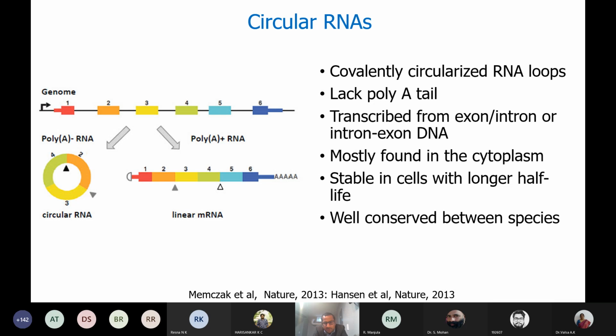For example, if an mRNA has a 10 hour half-life, circular RNA would have 3 to 4 times more half-life compared to normal linear RNA. That's how they are more stable in the system, and they could be good prognostic biomarkers for detecting a disease. They're also well conserved between species, because most circular RNAs come from the exonic, protein coding regions. Therefore they're conserved between the species.